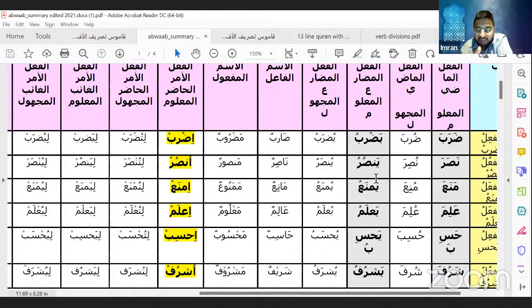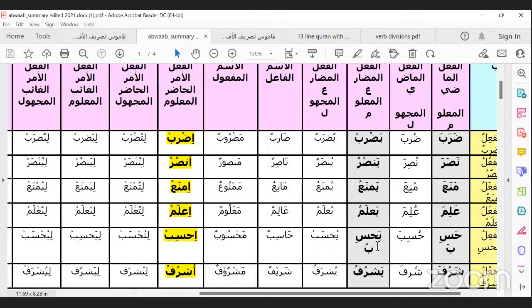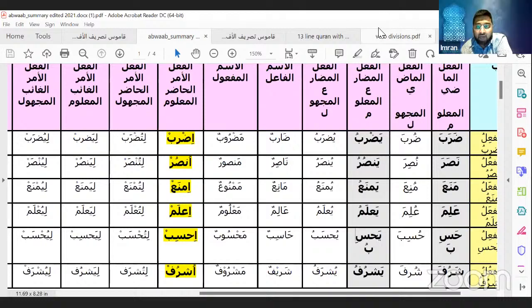Exactly. Remember this point: in all of the three-letter verbs, the hamzat al-wasl is brought in because of the harf al-mudari, the ta in tadribu, yansuru, yamna'u, ya'lamu, yahsibu. The letter after the harf al-mudari is silent, is sakin, and you cannot pronounce a silent letter. That's the reason why we had to bring Hamzatul Wasl.